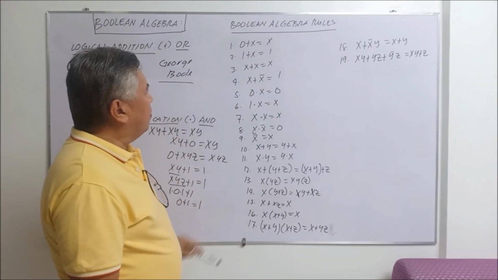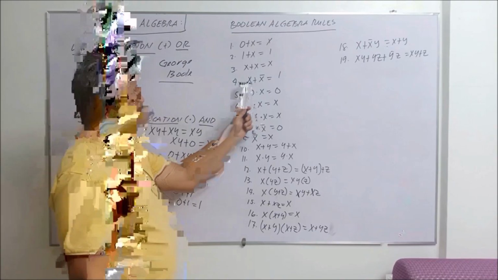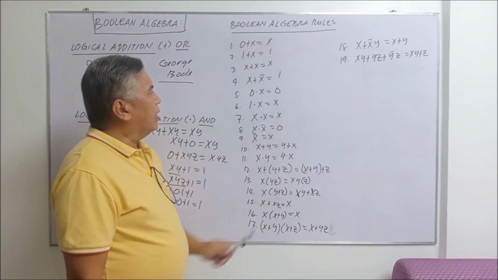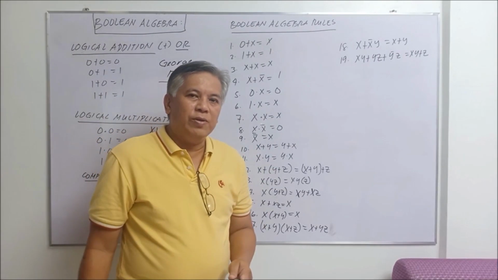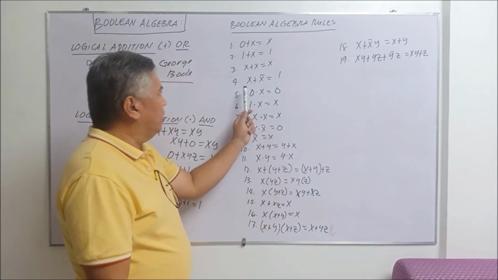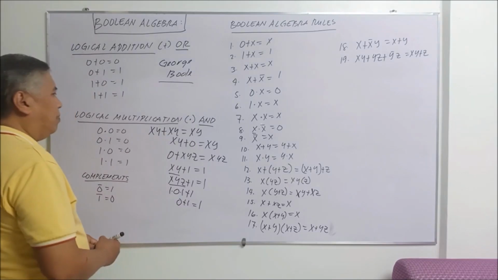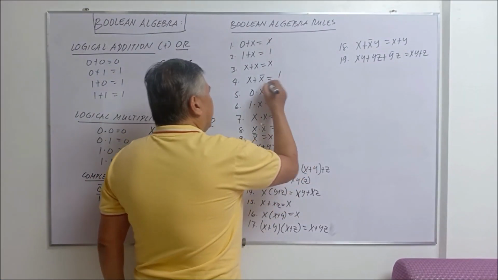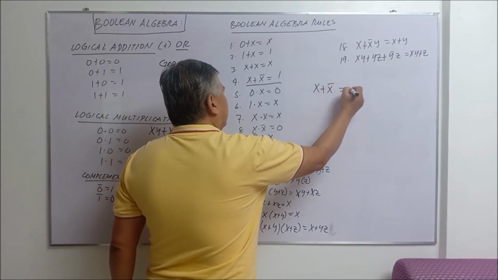Okay? Rule number 4. X plus x complement is equal to 1. Alright? This is only applicable for a single variable, not variables. This is only for single variables. Take note of that. Example, let's prove this one. Let's prove this. You have x plus x complement is equal to 1.